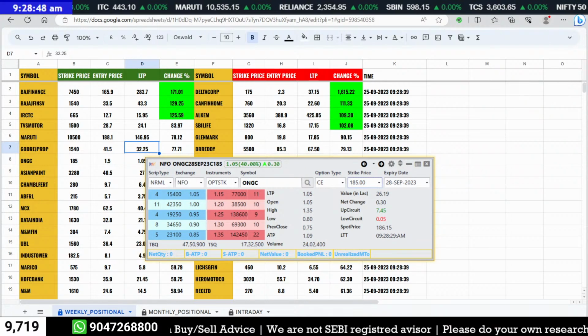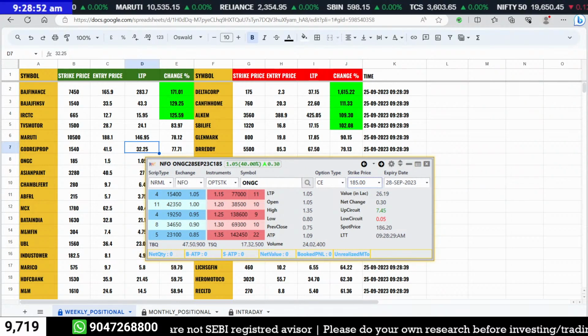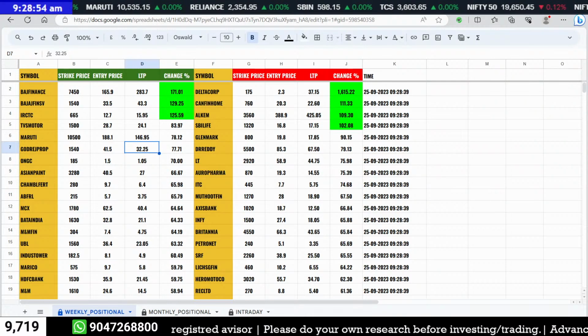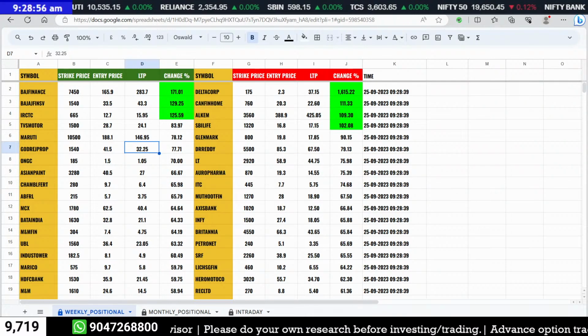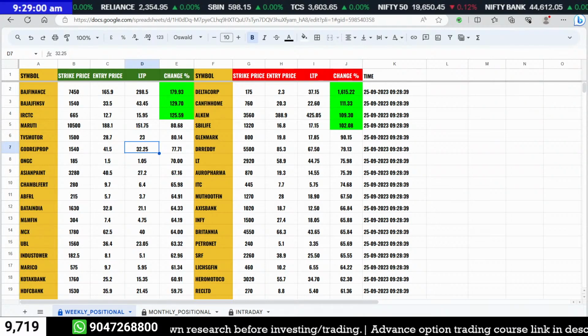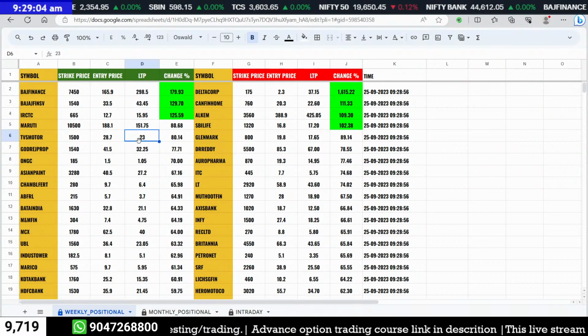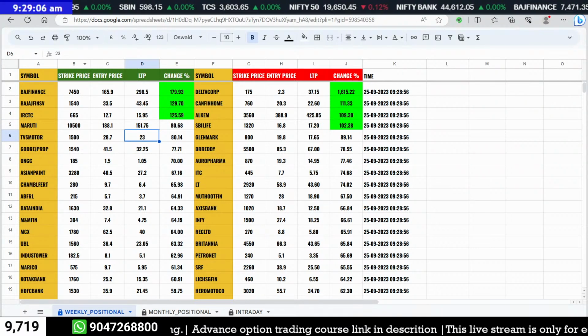Lot size is 3850, too low. The premium is, Rudy also would be here and TVS Motor. So on a weekly basis.